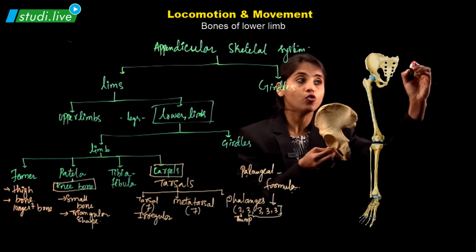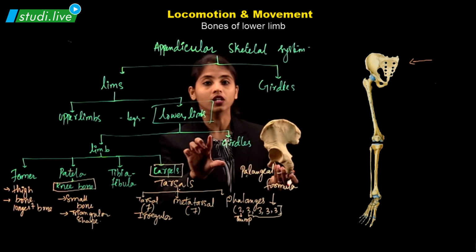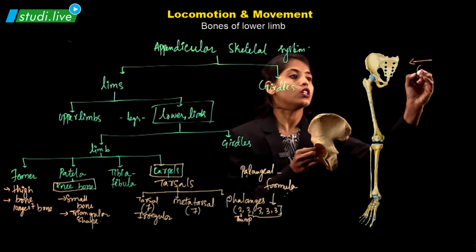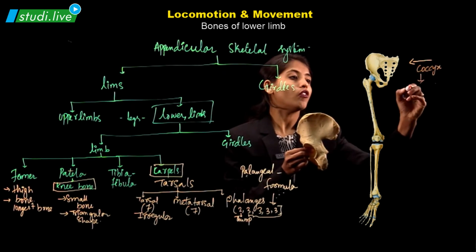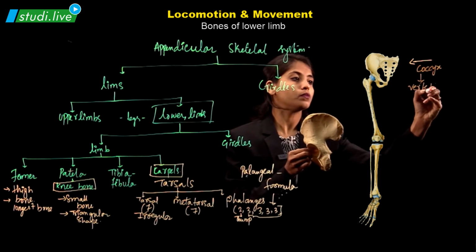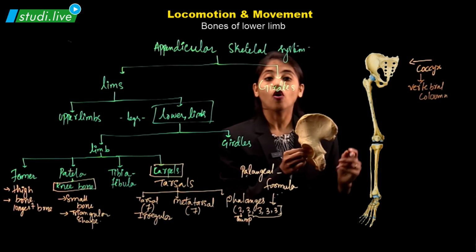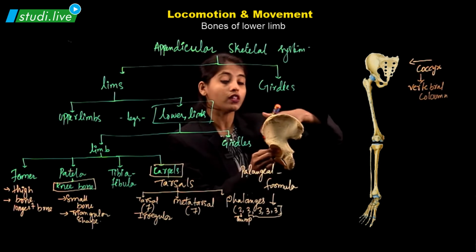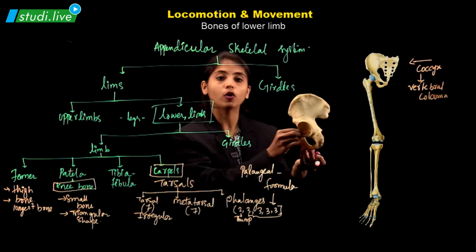Do not get confused with this bone, because this does not make up your girdle. This is basically the coccyx bone of what? Of the vertebral column, and together they form the cavity inside. Well, let's talk about the girdle now.